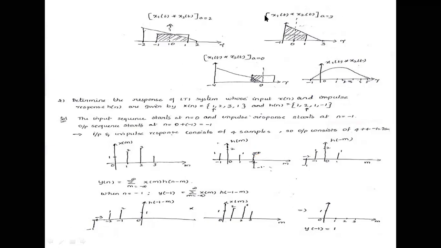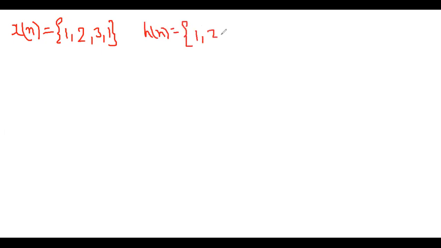Given x of n: 1, 2, 3, 1, and h of n: 1, 2, 1, -1. Okay, you have to find the convolution of x of n and h of n. Follow along, my students.